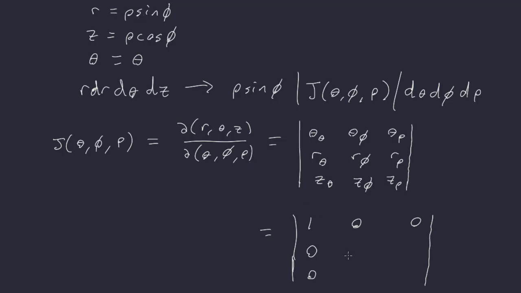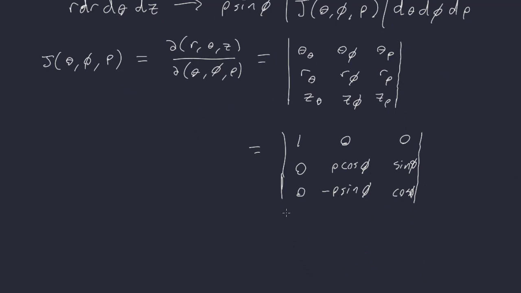Okay, so now r with respect to phi. Well, r with respect to phi is going to be rho cosine phi, and r with respect to rho will simply be sine phi. Then z with respect to phi will be negative rho sine phi. And now z with respect to rho is just going to be cosine phi. Oops, not theta, phi. Okay, so there is our setup.